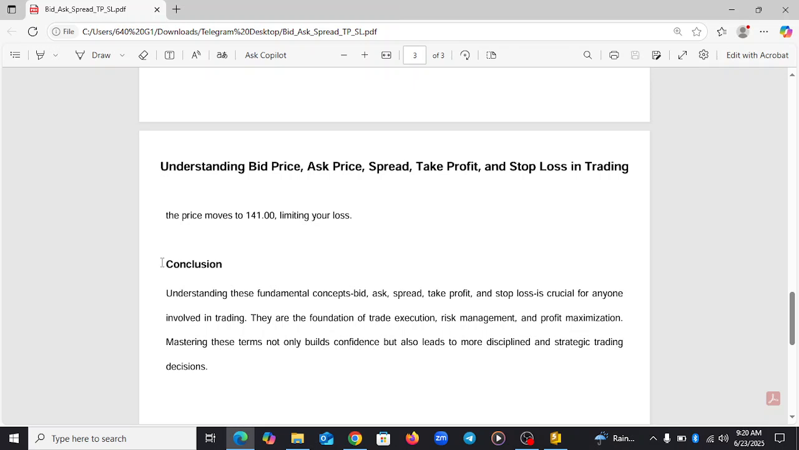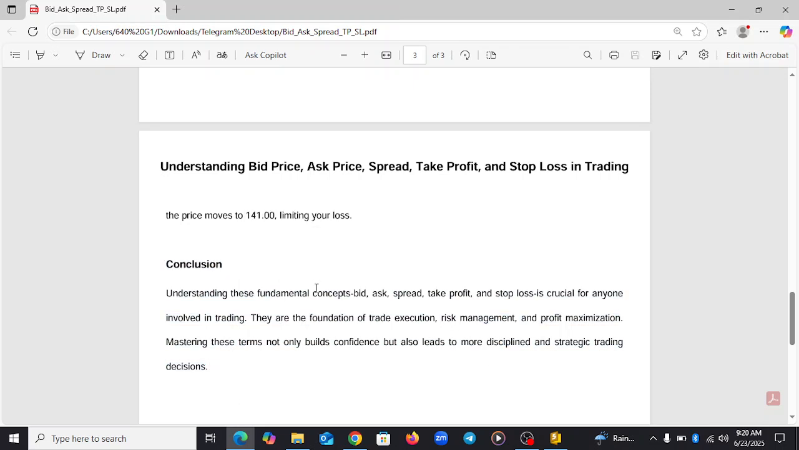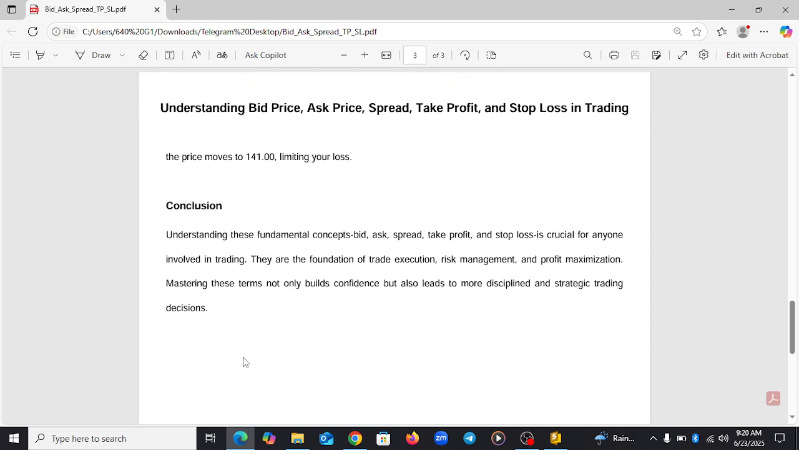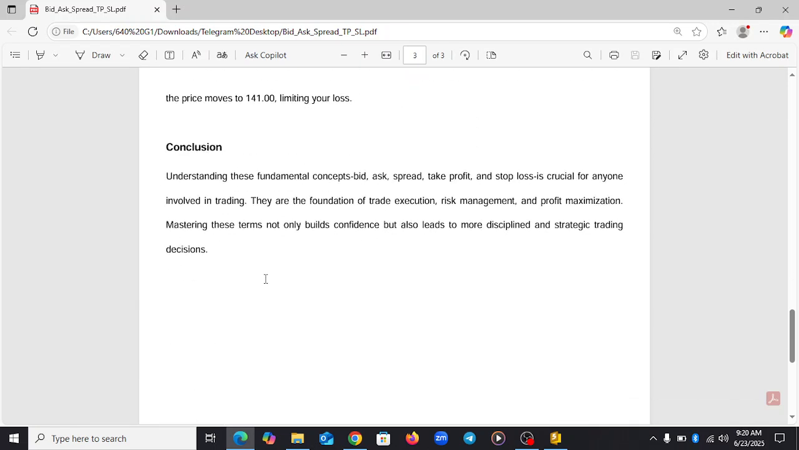Conclusion: this is basically a correlation between the last video and this. Understanding this fundamental concept of bid and ask price, spread, take profit and stop loss is crucial for anyone involved in trading. This is the foundation of trade execution, trade management, and profit maximization. Mastering these terms not only builds confidence but also leads to more disciplined and strategic trading decisions. This is all I have for bid and ask price, take profit, and stop loss.